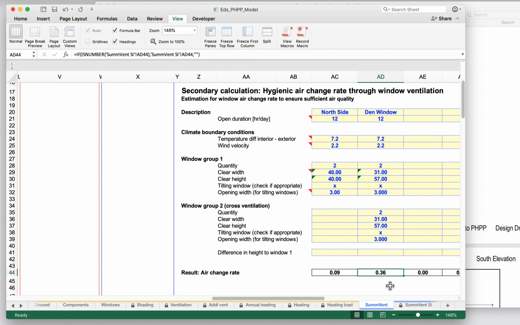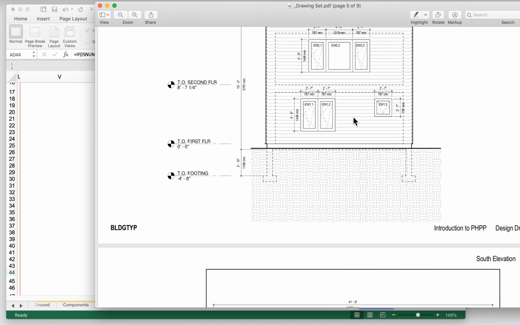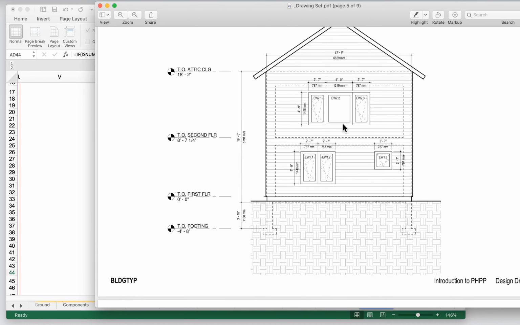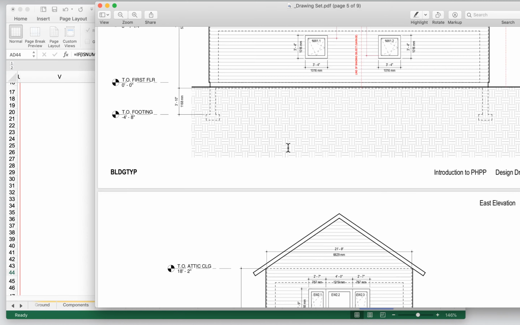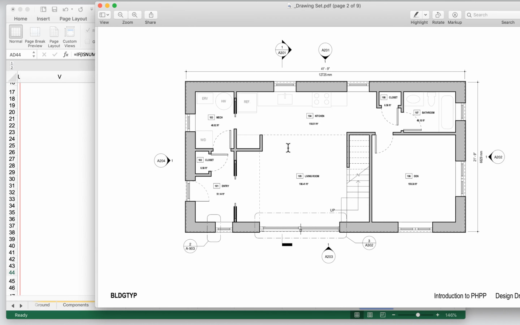So 0.36 plus 0.09, now we're already well above that 0.21. We've like doubled that just with those 6 windows. And we could continue to go through and add in the rest of our windows here to see what kind of a total we might get. Let's go ahead and do the rest of our first floor windows just for completeness here.